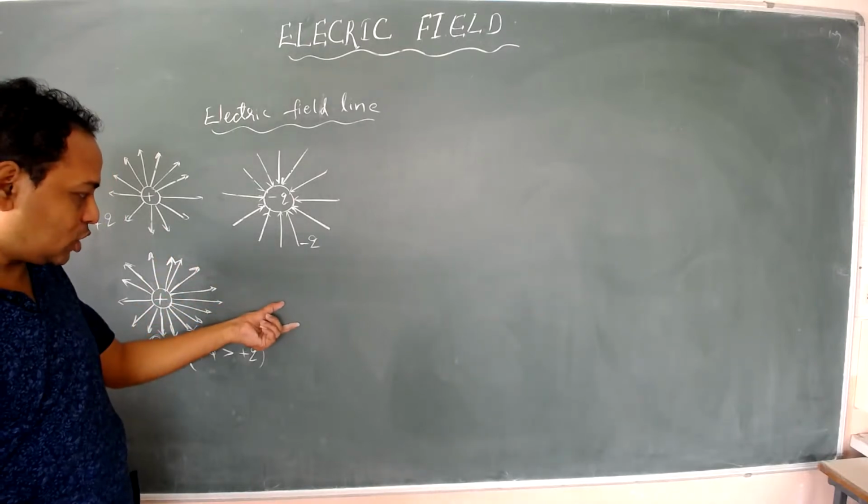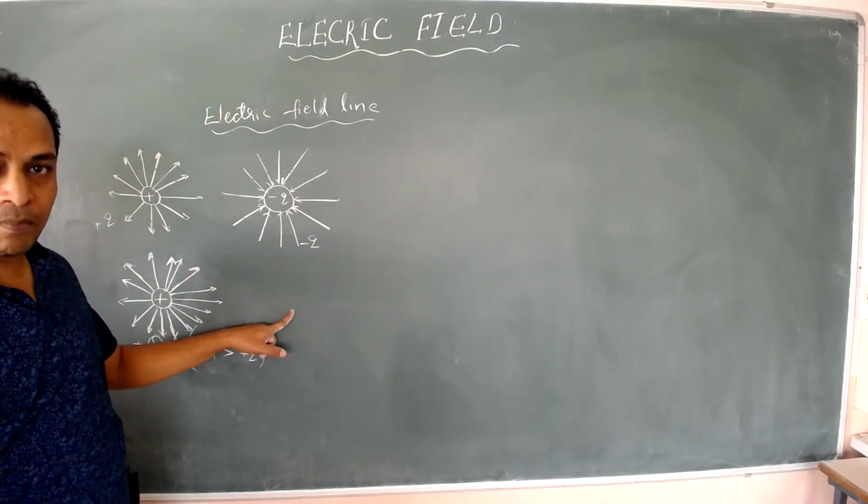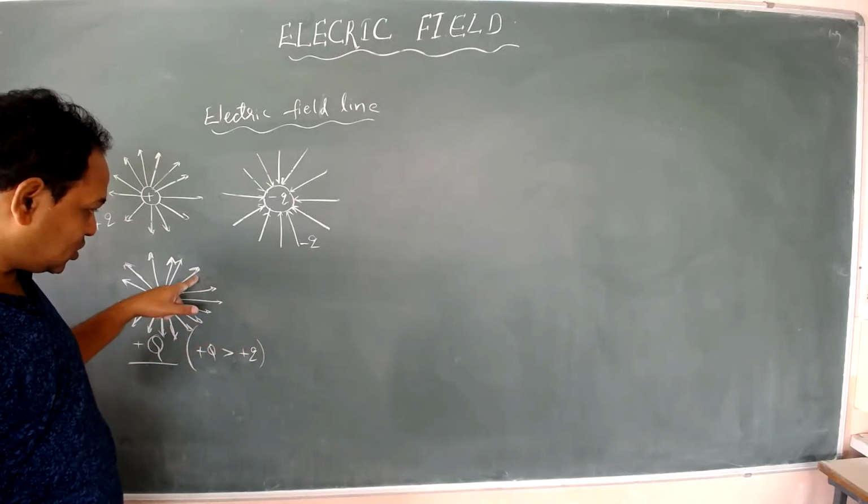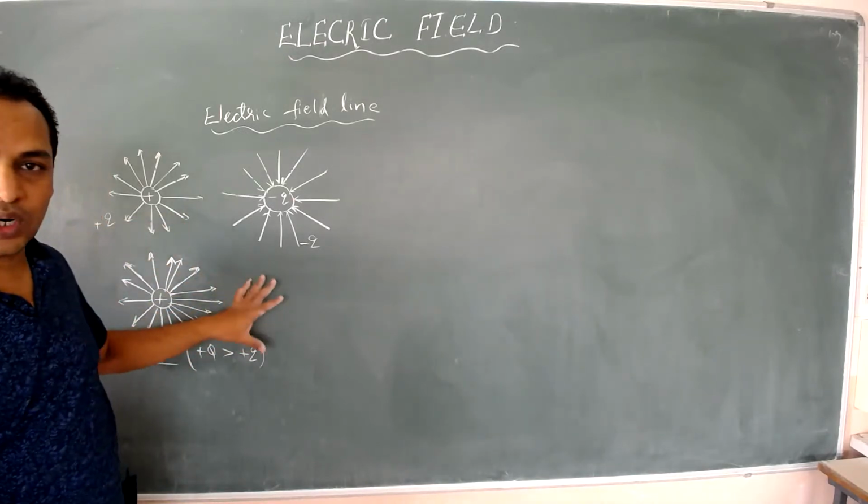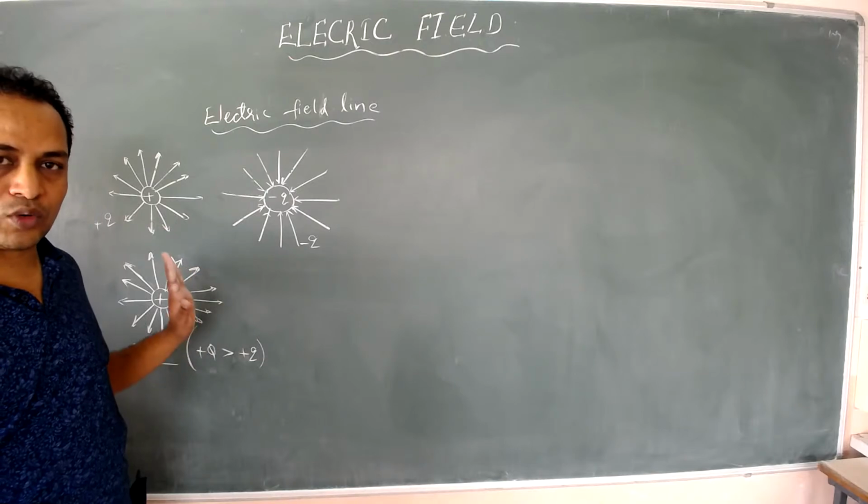Similarly, for a negative charge we have to draw like this only. But the only thing is the direction should be inward. That's what we can draw.